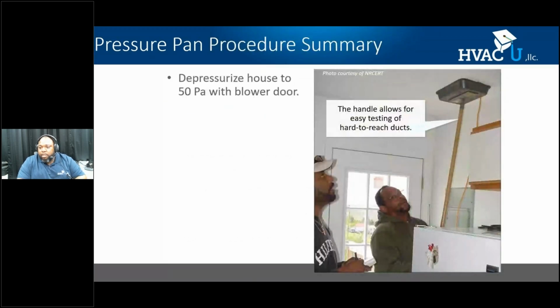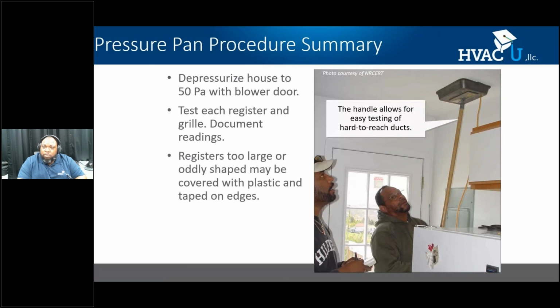Here's a procedure for it. You're going to depressurize the house to 50 pascals. You're going to test each register and grill, and document the readings, basically putting them on a sheet of paper so you can understand which grills or registers are the worst. Then you're going to seal the ducts and retest the readings. Again, this is done with the blower door test, and you're really going to find if the ducts are leaking to an unconditioned space.